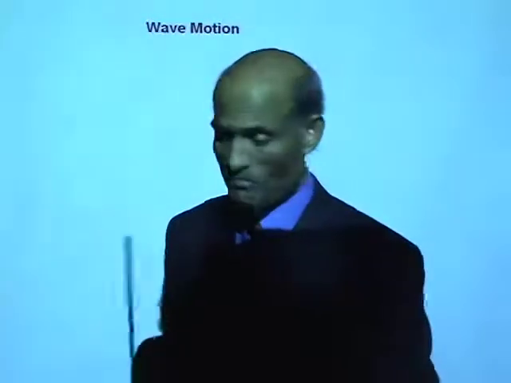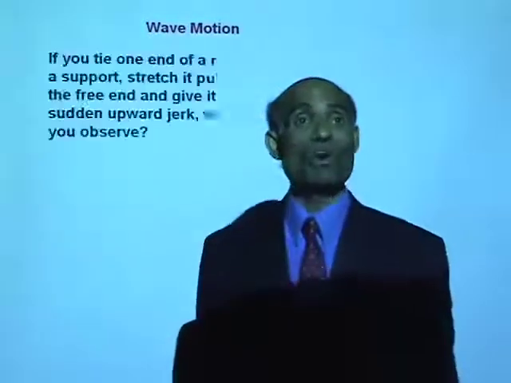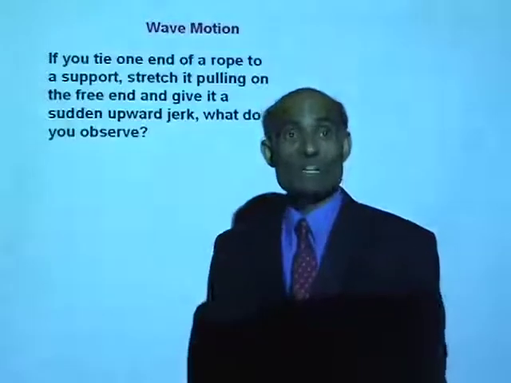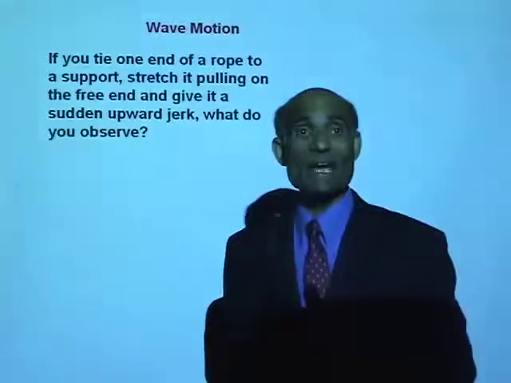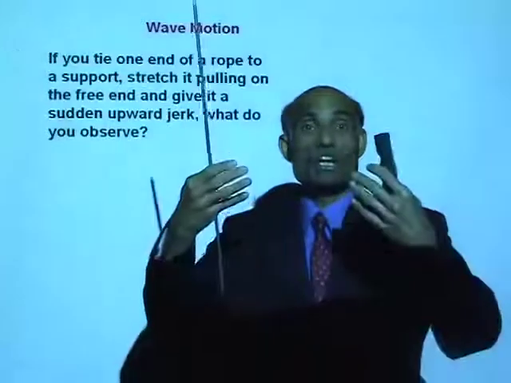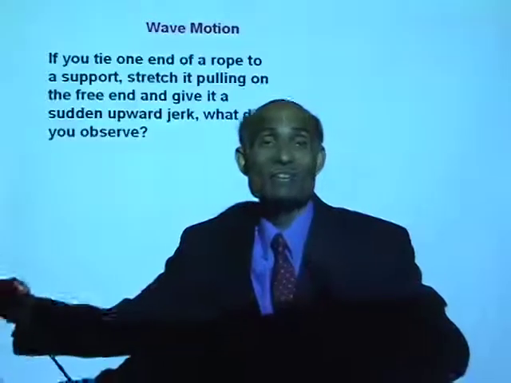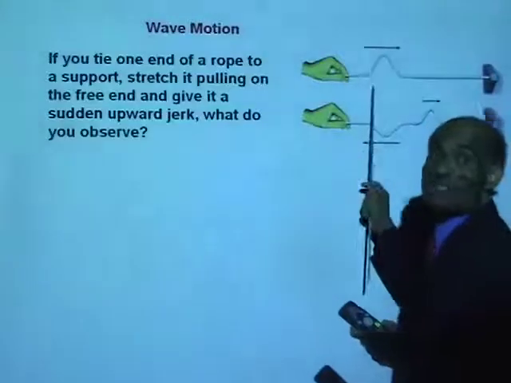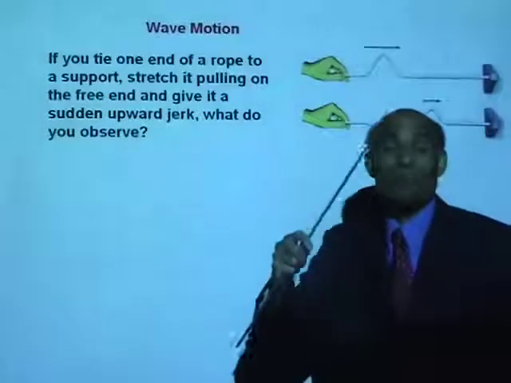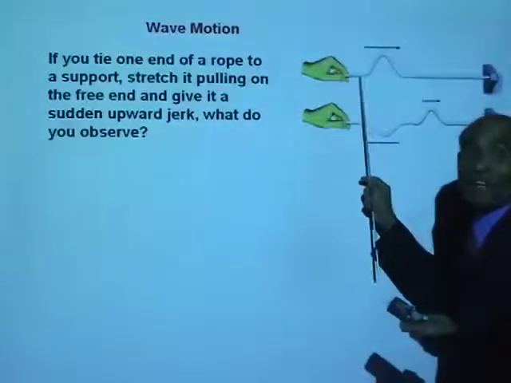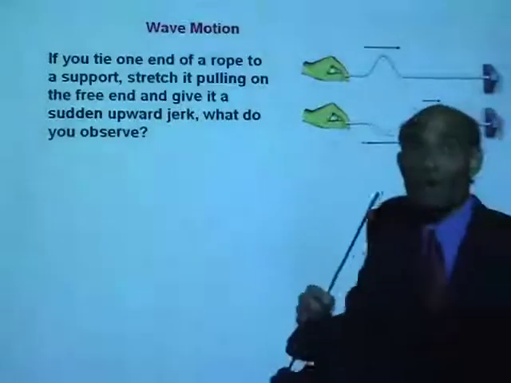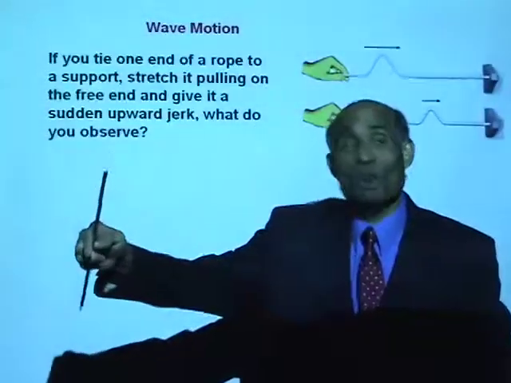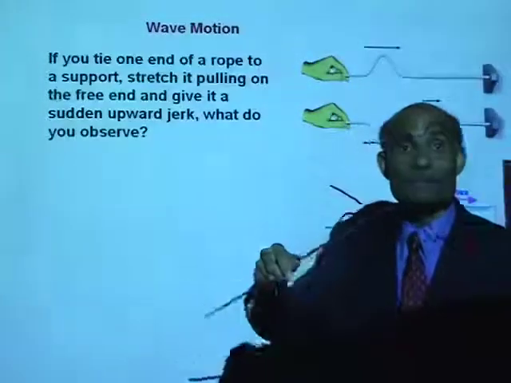What is wave motion? Well, let's look at a couple more examples. If you tie one end of a rope to a support, stretch it by pulling on the free end, and give it a sudden jerk upward, just like I did on the spring, this is what will happen. The sudden jerk will set the particles of the rope into up and down vibration, and that energy of vibration gets handed over from segment to segment until it reaches the other end of the rope. Then that energy gets reflected back.